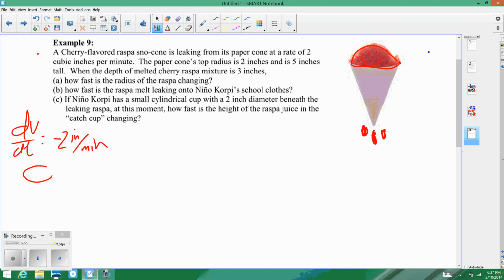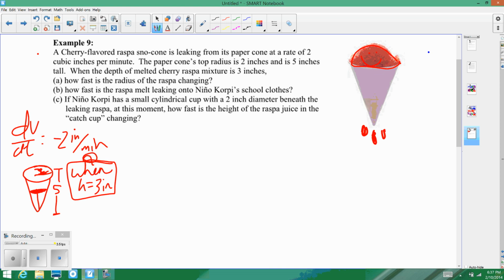Alright, so I'm just going to sketch my picture over here. Oh, that's a 2, isn't it? Okay, so try again. Top radius is 2. That looks like a 2, right? Sure. 5 inches tall. When the depth of the cherry rasp mixture is 3 inches. Okay, so that's what we're talking about at this point. So when my height equals 3 inches, that's that snapshot moment. Alright, the important moment when you need to realize what's going on here.